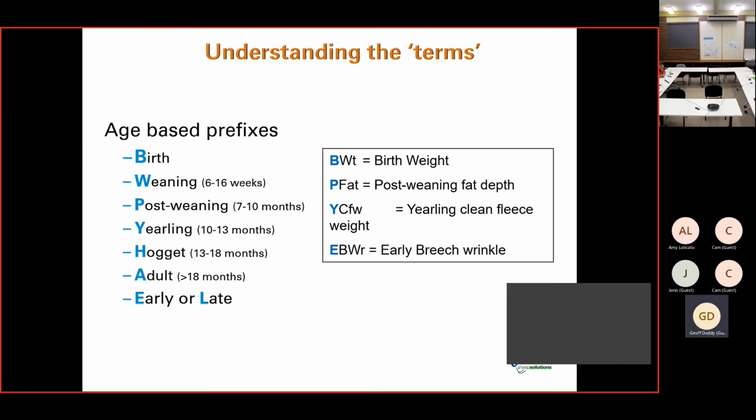The ASBVs have age-based prefixes. So if it's a B in front of the WT, that's birth weight. W means weaning, which is somewhere around 6 to 16 weeks of age. Post-weaning, 7 to 10 months of age. Yearling, hogget, adult, and so on. So again, P fat means post-weaning fat depth, so the fat depth at 7 to 10 months of age. Y CFW, yearling clean fleece weight. So that's clean fleece weight as a percentage, not as an actual kilogram value, but as a percentage as a yearling, and so on.